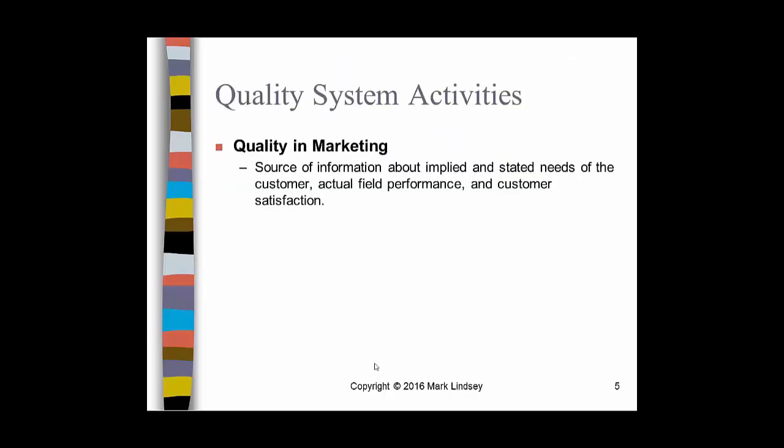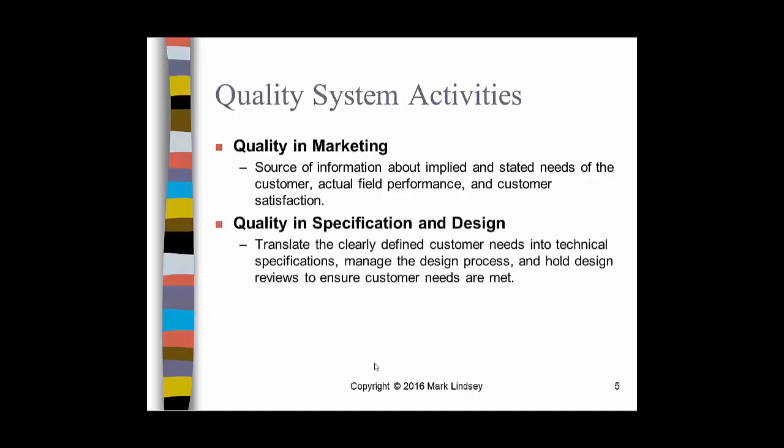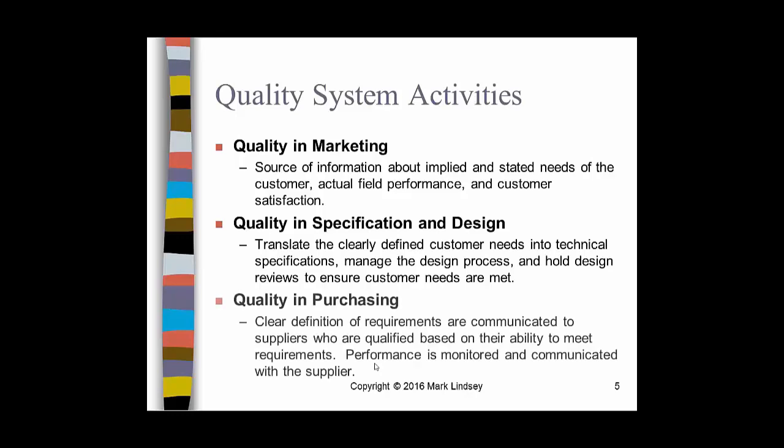So looking at the quality system activities, you have quality and marketing. Places to look at would be the implied and stated needs of the customer, actual field performance, and customer satisfaction. And those are just some examples. Quality and specification design. So you need to be able to translate the clearly defined customer needs into technical requirements, basically, the whats into the how-tos. Manage the design process, and hold design reviews to ensure customer needs are met.